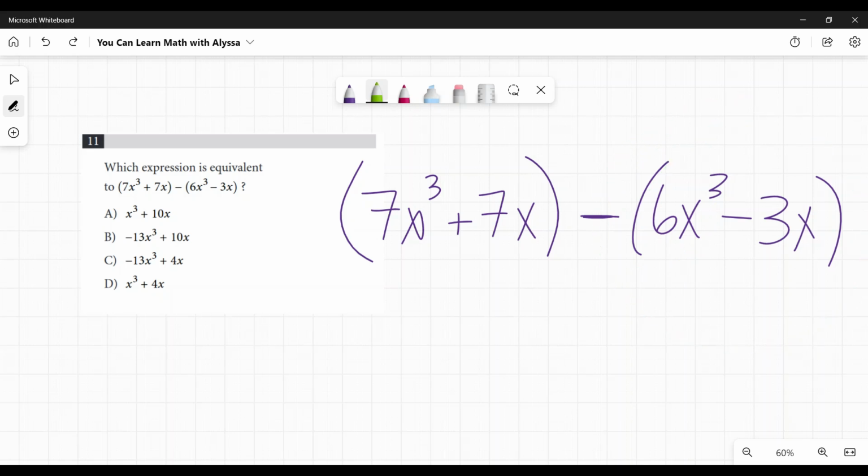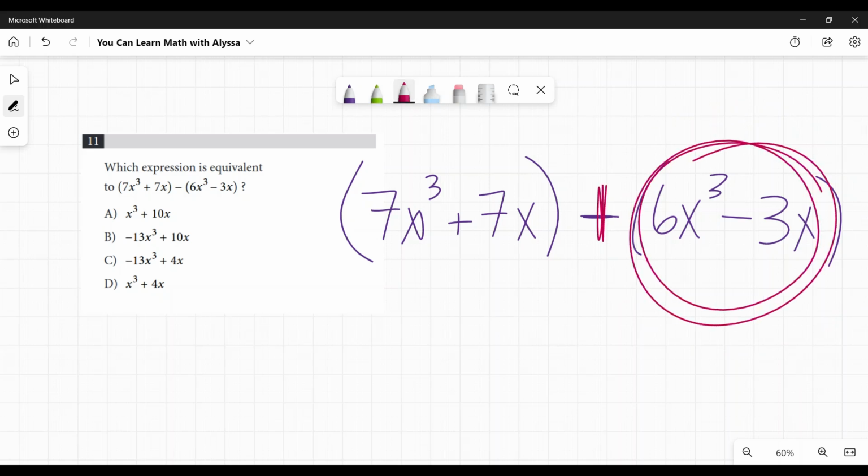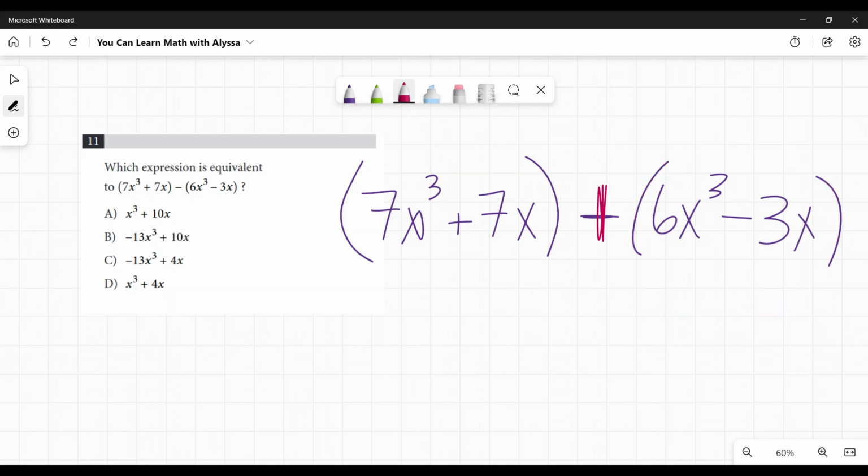For me, the easiest way I find is to change this to a plus and then change the sign of everything inside the parentheses. So I change that minus to a plus. That makes this positive 6x cubed a negative 6x cubed, and makes this minus 3x a positive 3x. That's a good way to make sure you don't mess up anything with that minus.